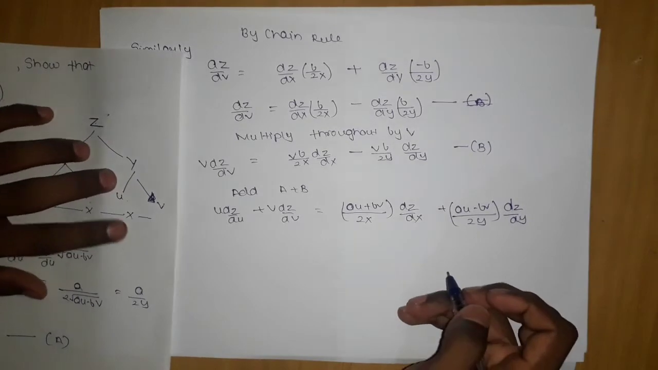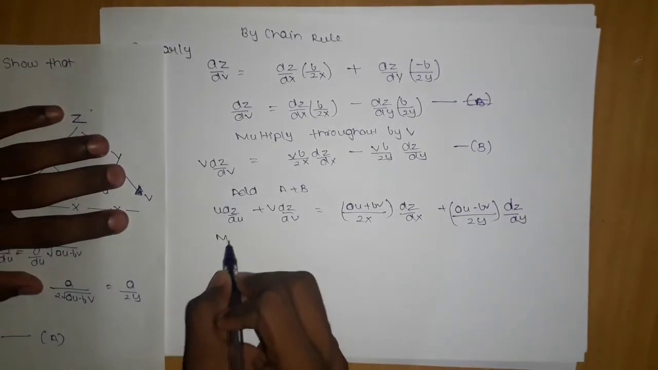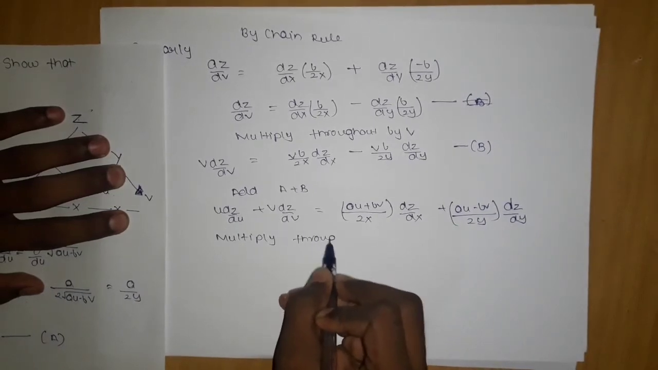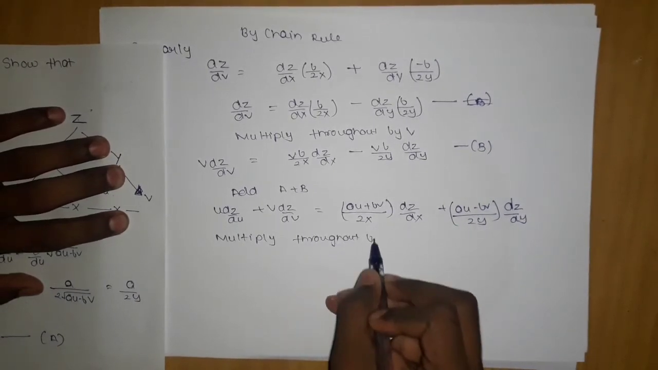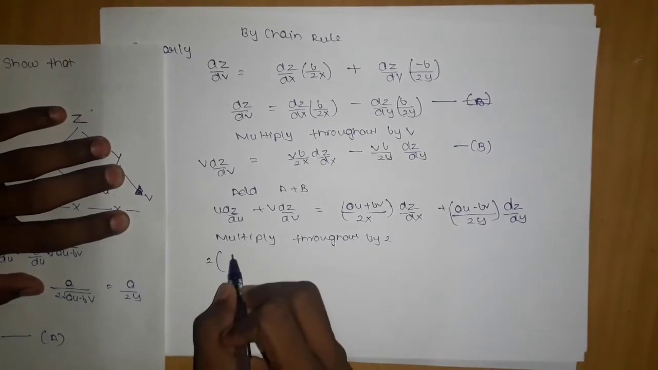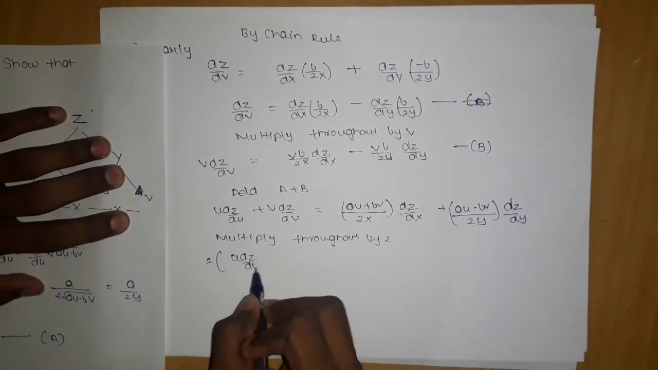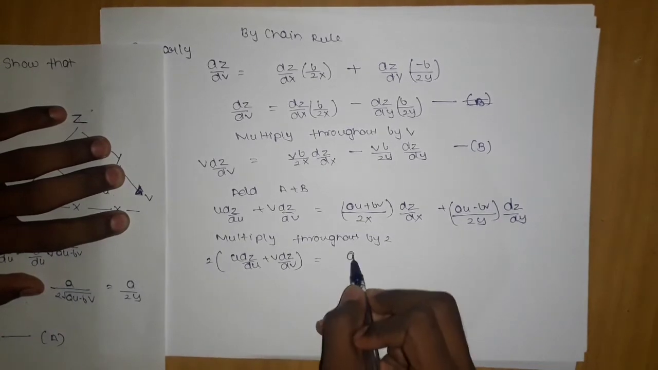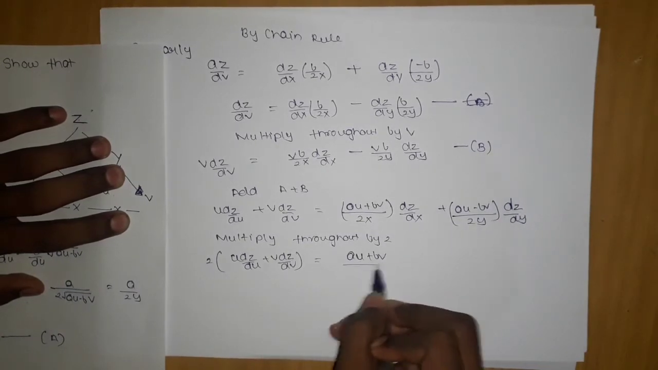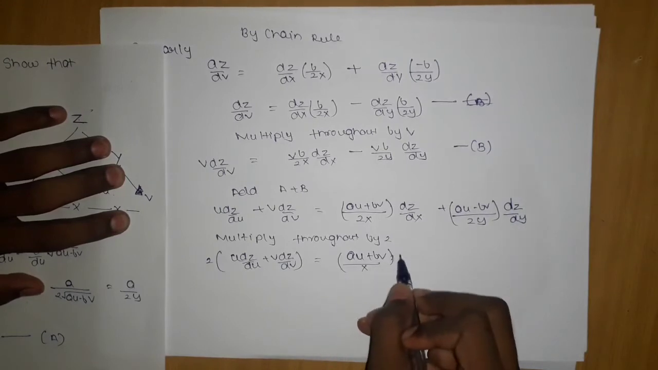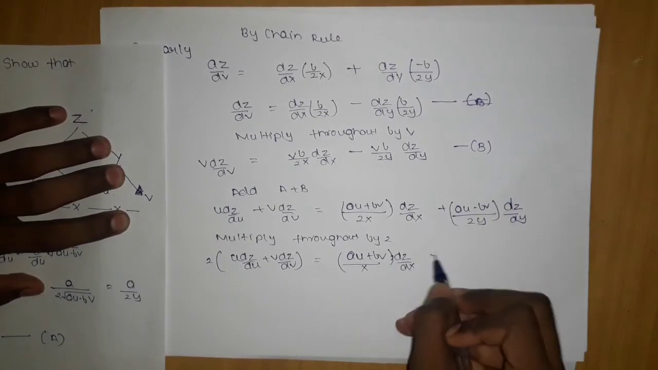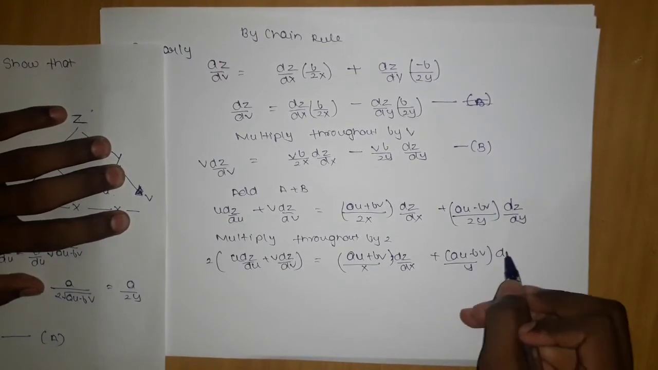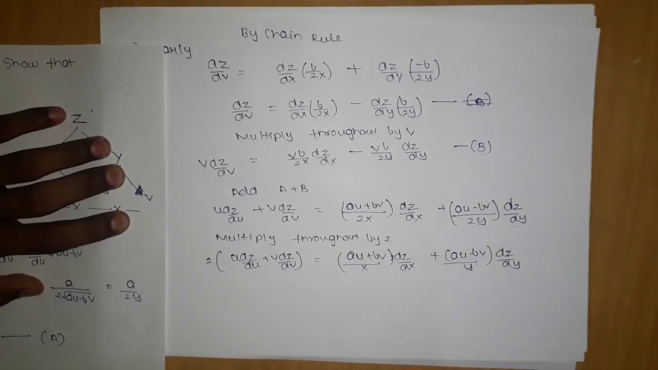Let's multiply throughout by 2. If I do that, I will get twice u dou z by dou u plus v dou z by dou v, which will be au plus bv by x into dou z by dou x plus au minus bv by y into dou z by dou y. So we are getting this thing.